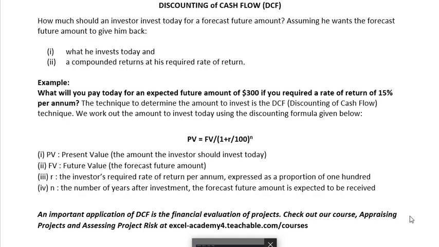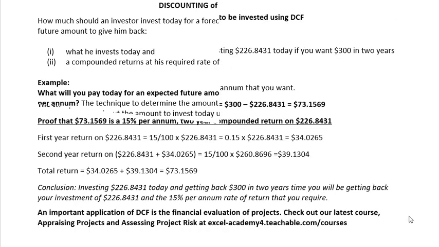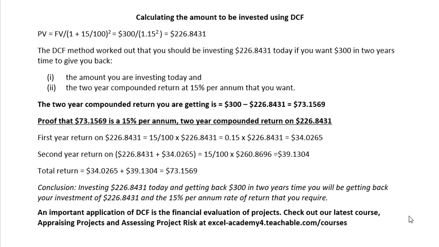R is the rate of return you require, and in the formula, it is expressed as a proportion of 100. That is, in decimal form. N is the number of compounding periods from the time the investment is made to the time the payout is received from the investment. We calculate the amount you should invest today using the discounting formula.